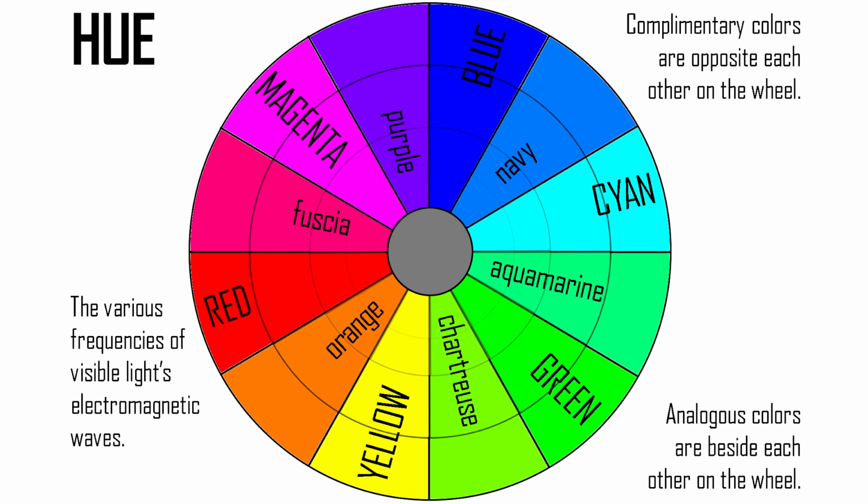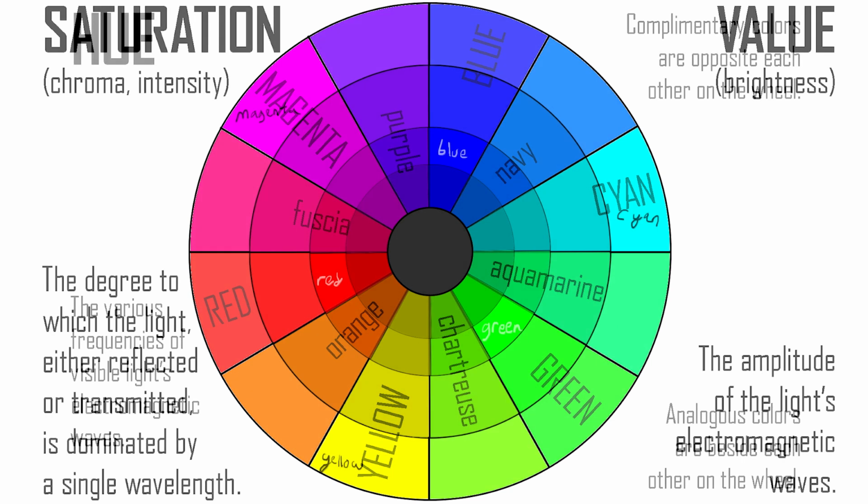So here we have the primaries, the secondaries, and the tertiaries laid out in a color wheel. And so colors that are across from each other in the color wheel are complementary. So red and cyan would be complementary colors. Colors that are next to each other on the color wheel are analogous. So green and chartreuse would be analogous colors.